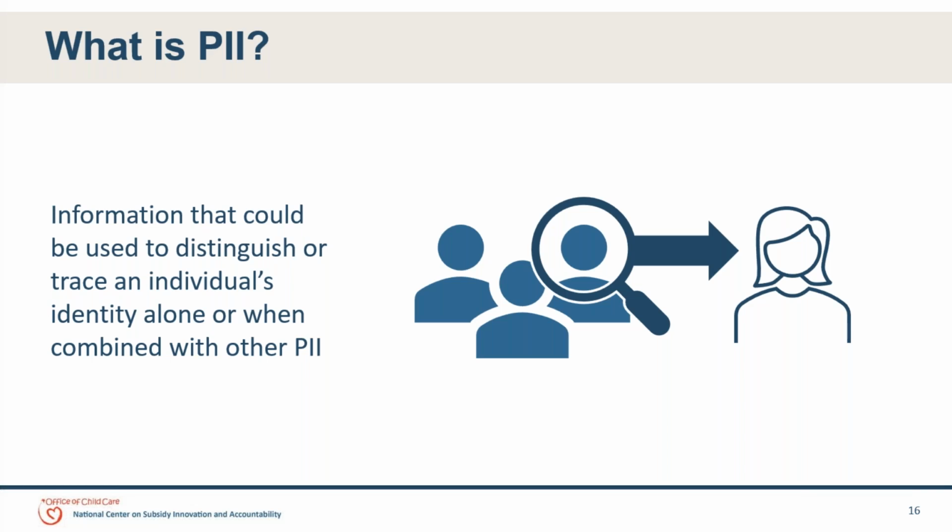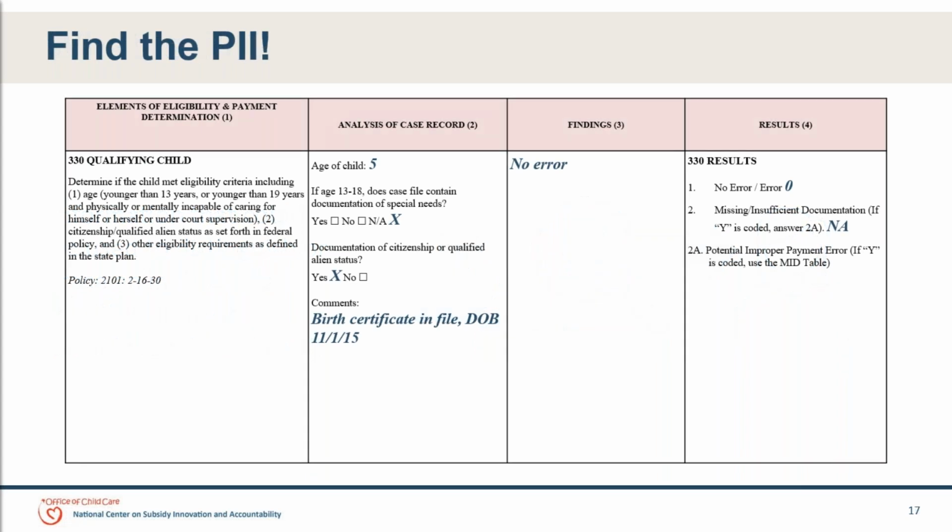So I will do a little exercise. I'm going to show a few completed worksheet elements with PII, and your job is to find it. If you want, you can throw it in the chat box: what is the PII? So here's our first example. I'll give you a second to look at it. When you see the PII, go ahead and type it in.